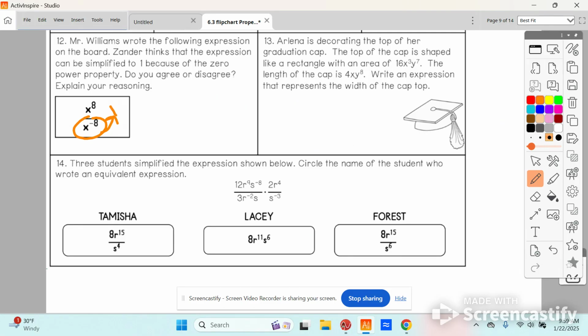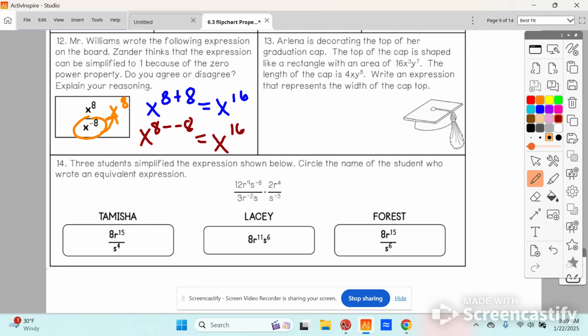So we'd have x to the 8th in the numerator. Well, if we have 2 x to the 8ths, we have x to the 8 plus 8. That equals x to the 16th, which doesn't equal 1. You could also use the quotient of powers property, x to the 8 minus negative 8, which also gives you x to the 16th.